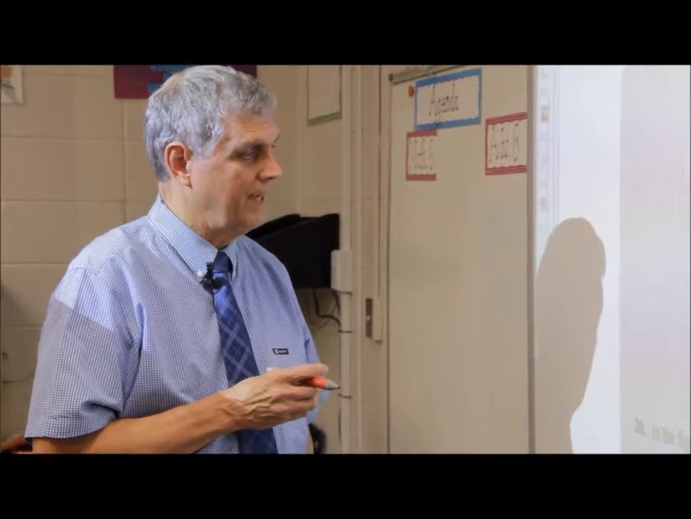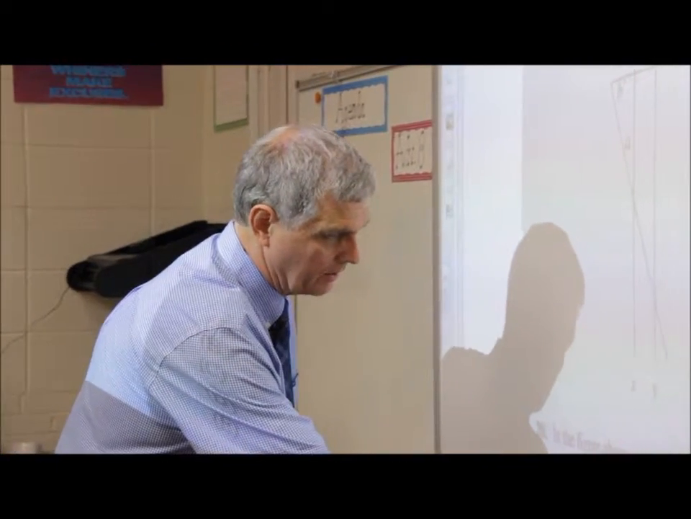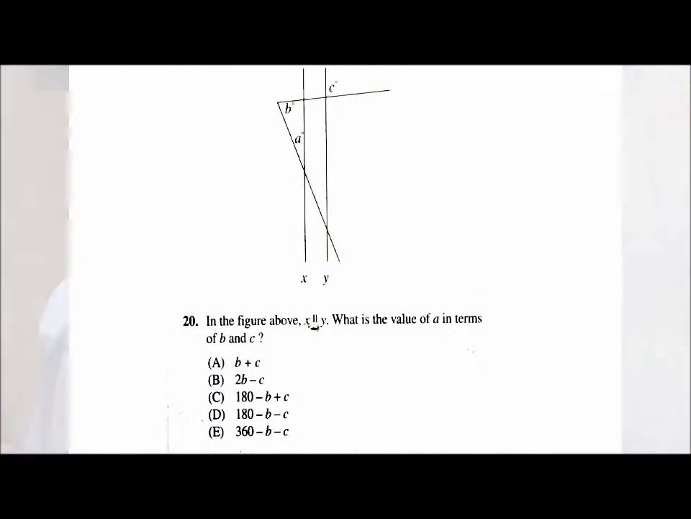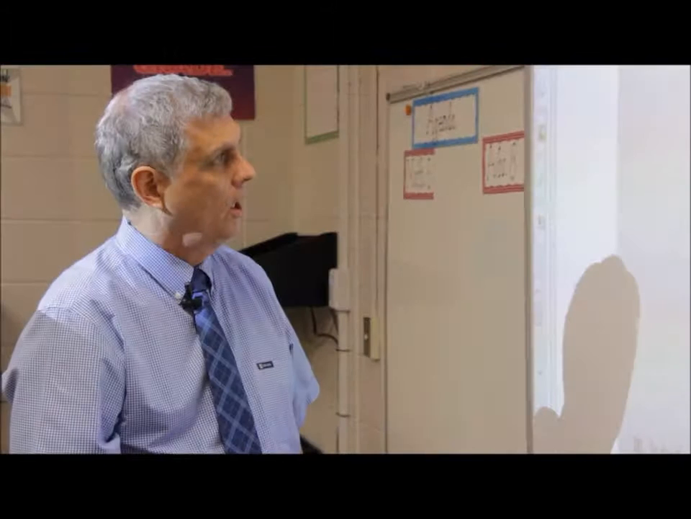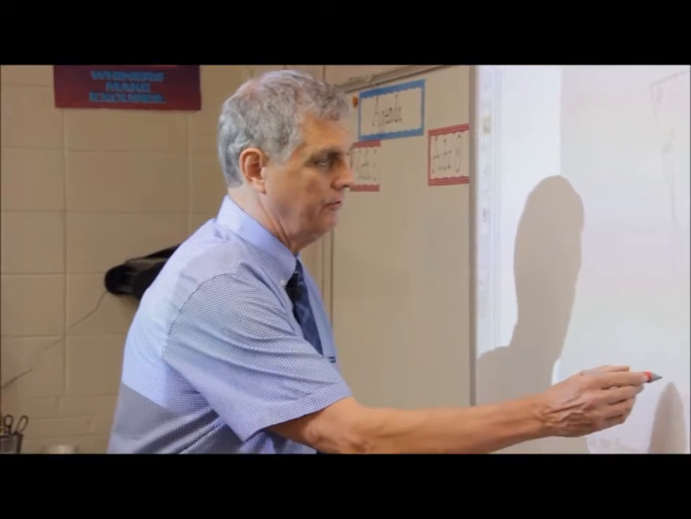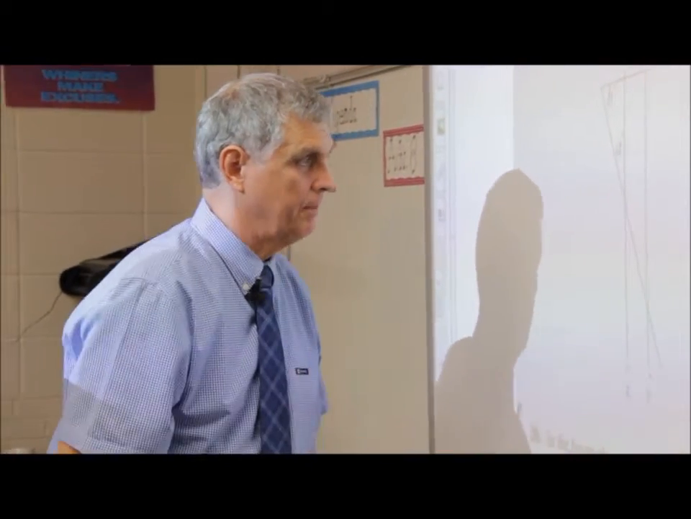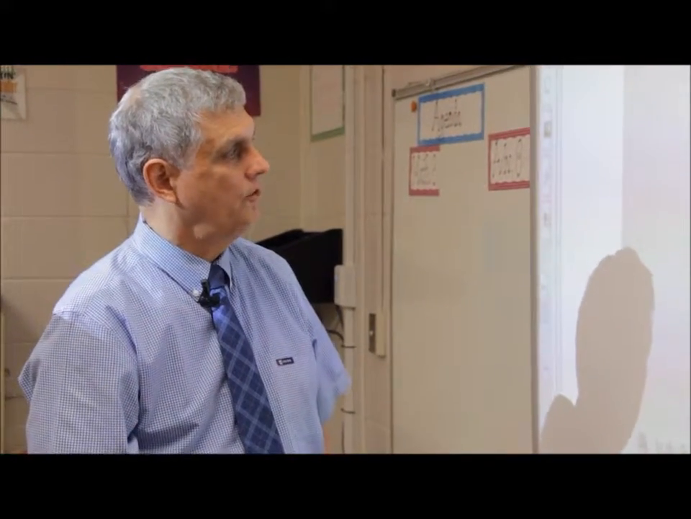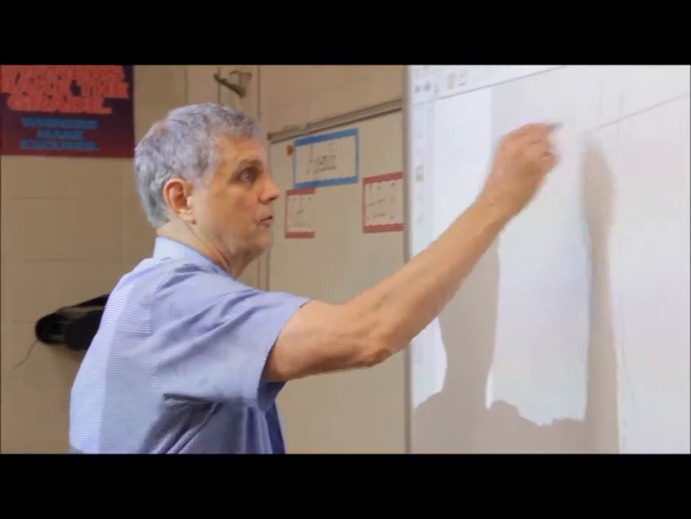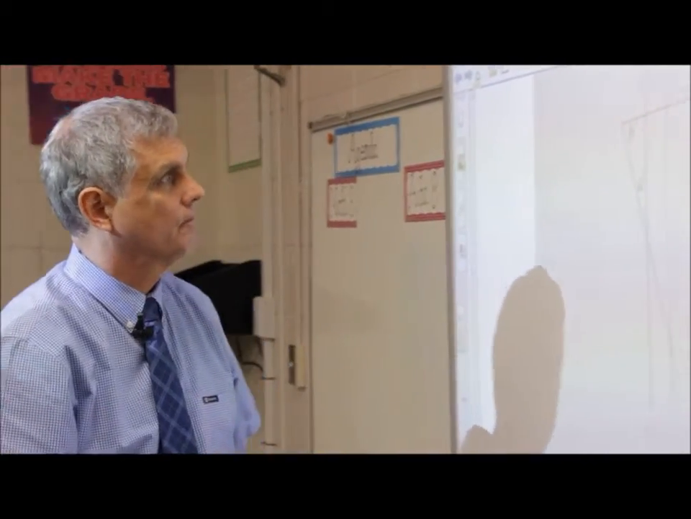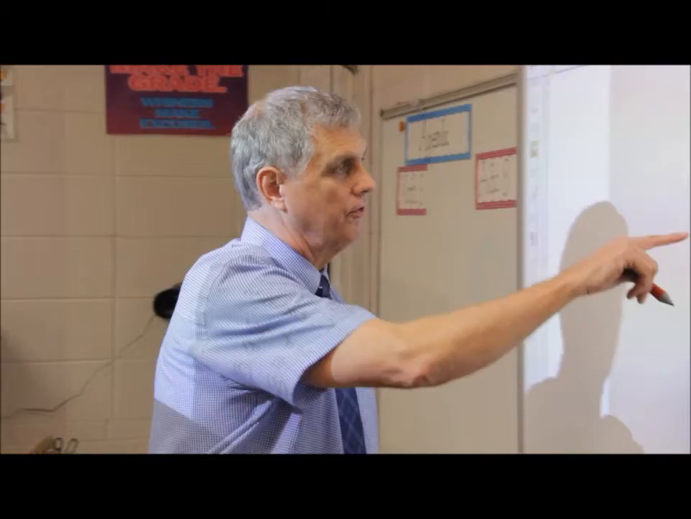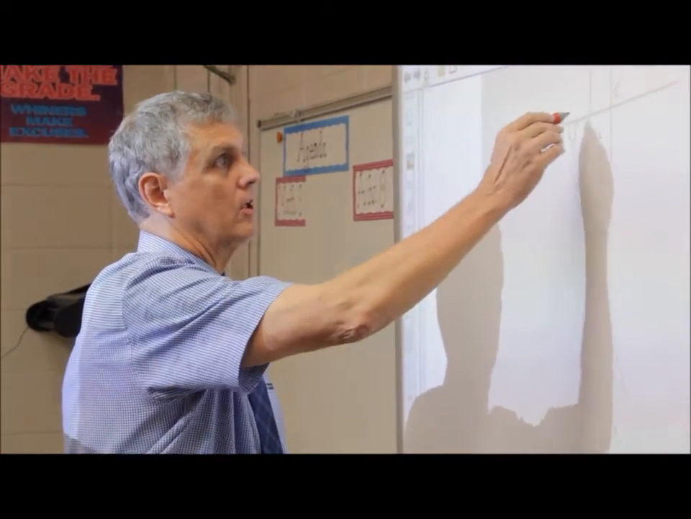In the figure above, x is parallel, that's what those two lines mean, to y. What is the value of A in terms of B and C? Okay, so we know these two lines, this line and this line, they're parallel. And we see some transversals. That's a transversal, that's a transversal. Now, we're not going to use this transversal down here. We're going to use this up here.